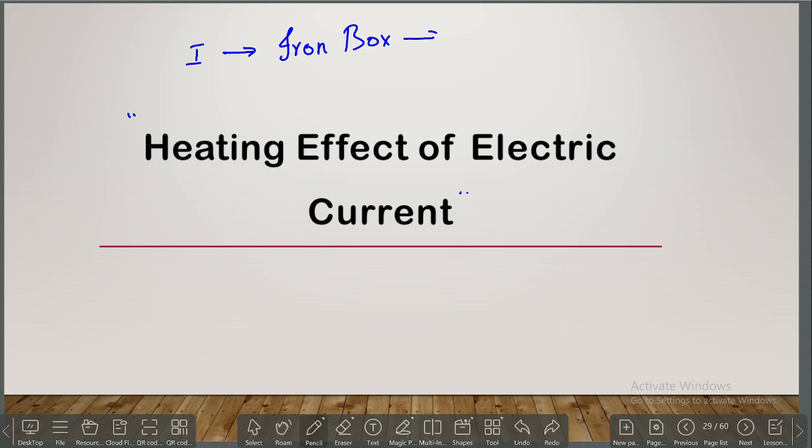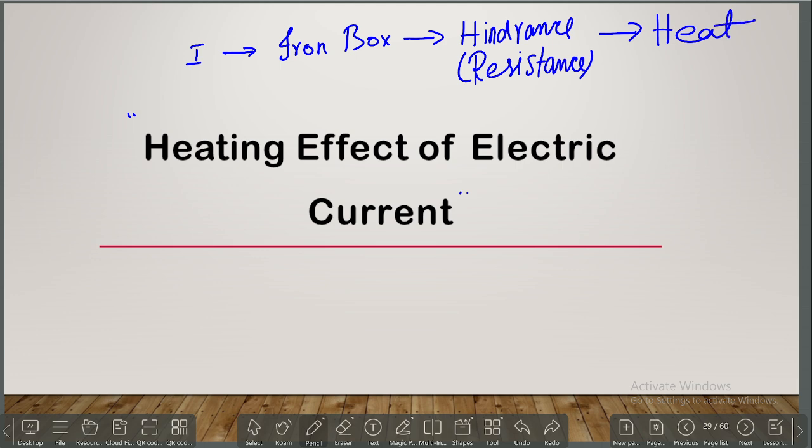So what will happen? This conducting material, due to the hindrance in it, hindrance is nothing but called the resistance. Due to this resistance, what will happen? This conductor will start to produce heat in it, and that effect only will be called the heating effect of electric current.